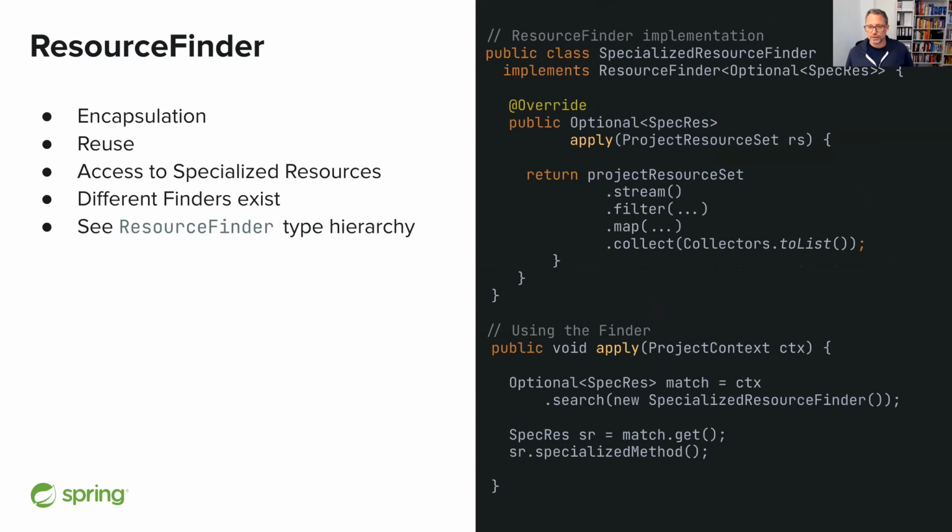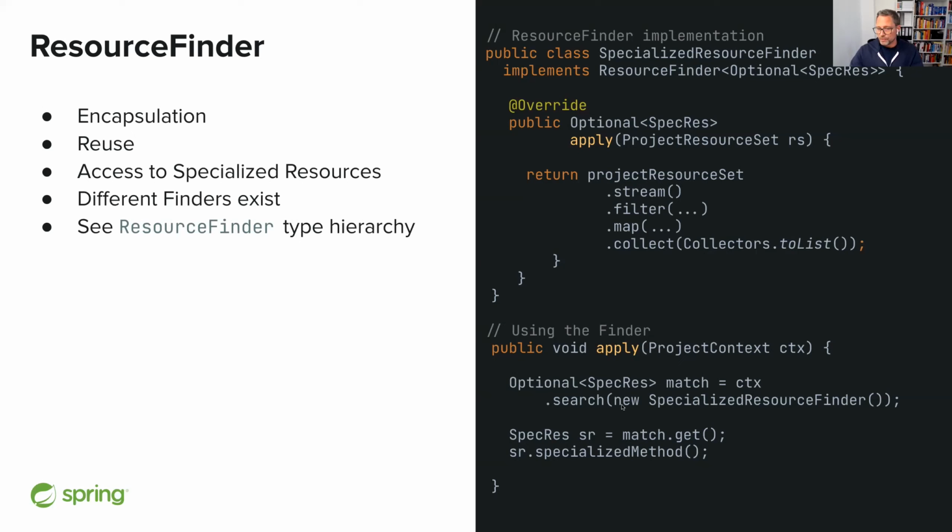The project context itself does not offer methods for all kinds of resources. For example, you won't find a method, give me the web XML or give me an EJB deployment descriptor, because these are so-called specialized resources. And to access these, you would need to use a concept called search. You can say on the context, hey, search, and then we provide some class that implements a ResourceFinder interface, has only one method and returns a generic result. In this case, we return an optional spec-res, whatever spec-res is here. And if something is returned, we can operate on these methods.